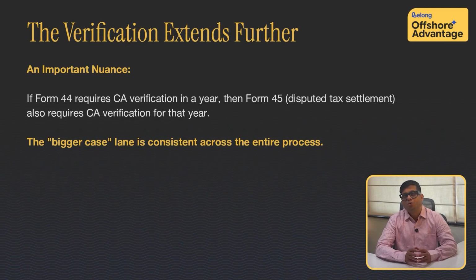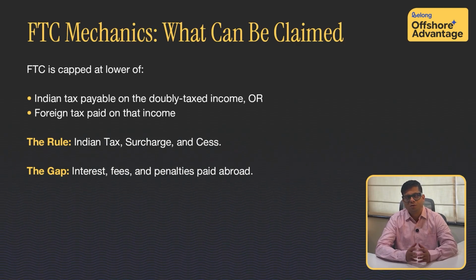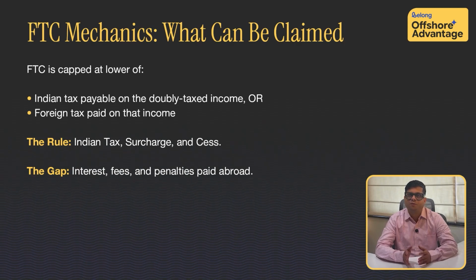Now let's talk about the core mechanics. FTC is capped. Credit is the lower of Indian tax payable on that doubly taxed income and the foreign tax paid on that same income. So paying high tax abroad does not automatically guarantee you full credit in India. And the draft rules also make a very clear boundary. FTC is available against tax, surcharge and cess, but not against interest, fee or penalty. So if someone says, I paid a foreign penalty, can I get credit in India? That's outside the FTC credit bucket.